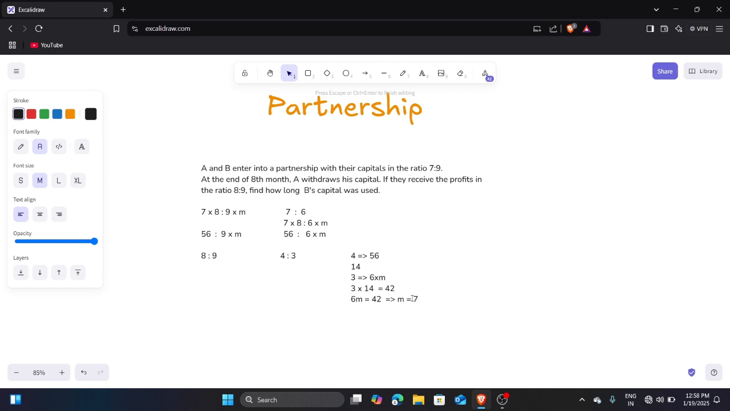Now the m value is 7, which means that for my example, B is investing money for 7 months only. Okay, so thank you.